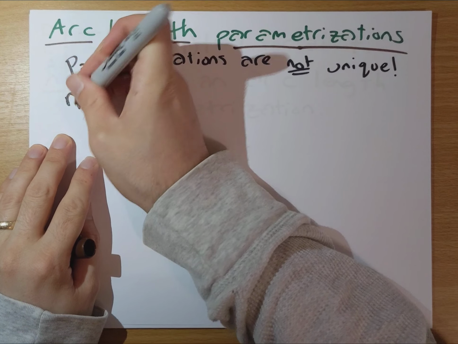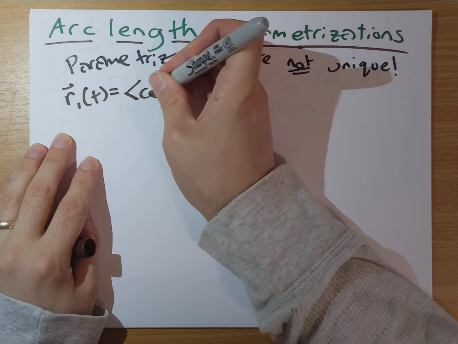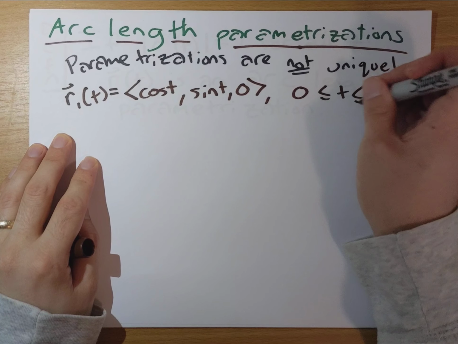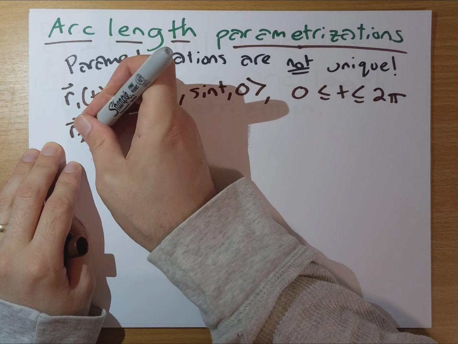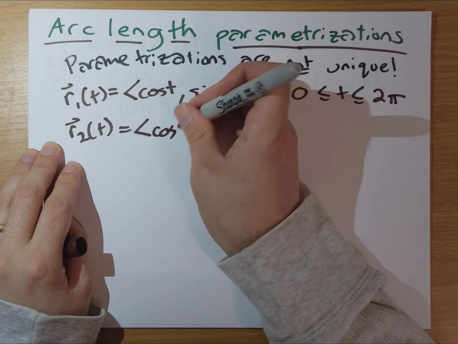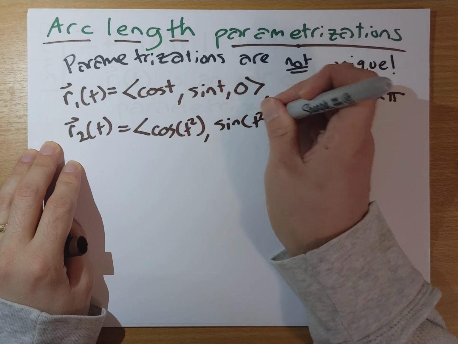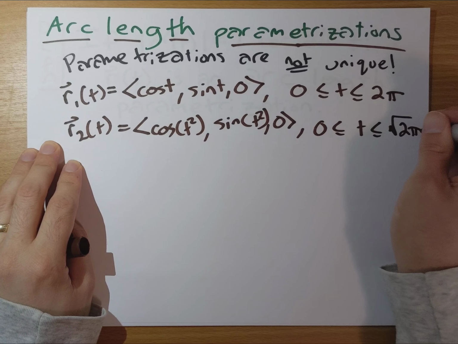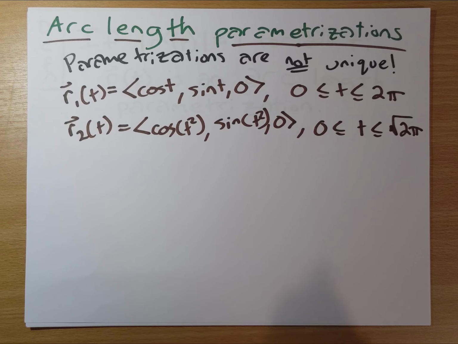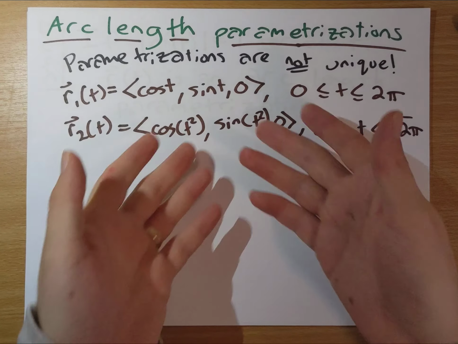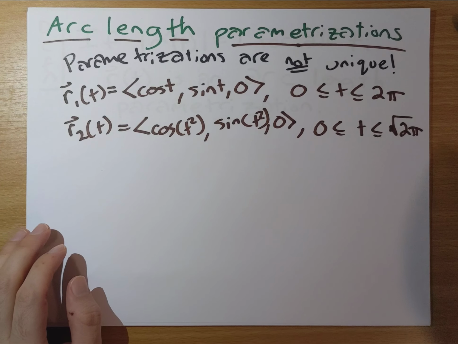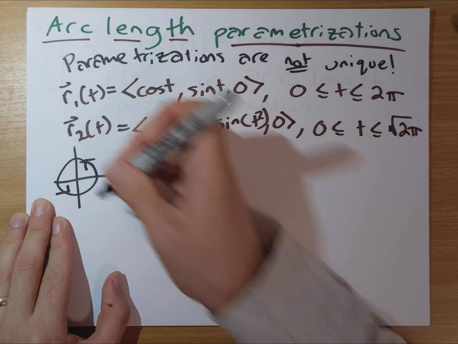For example, we could have r1 of t be cosine t, sine t, and 0, where t runs between 0 and 2 pi. And we could have r2 of t be cosine of t squared, sine of t squared, and 0, where t runs between 0 and square root of 2 pi. Now, let's take a look at these two. These two trace out exactly the same curve. Both of these are just going to trace out a unit circle in the xy plane.